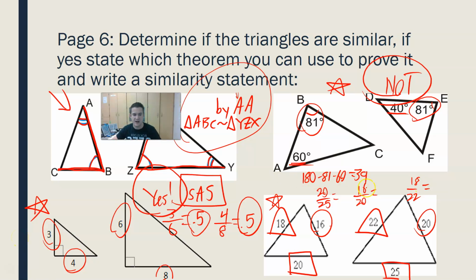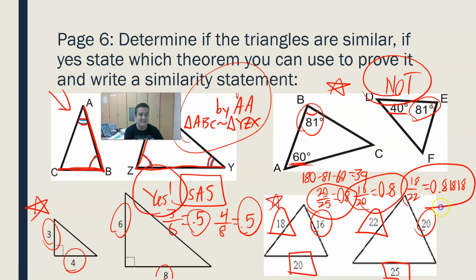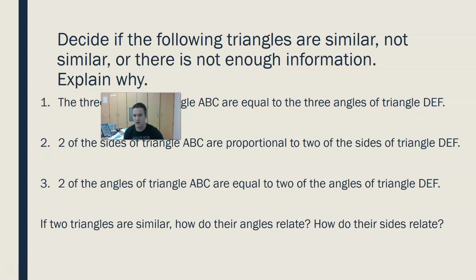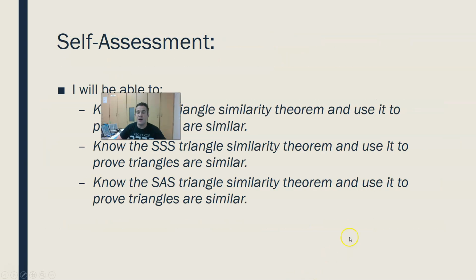20 divided by 25 is 0.8. 16 divided by 20 is 0.8. 18 divided by 22 is 0.81818. So look, those are close, but if these were similar, all of these numbers would have to be exactly the same, and this one is not. So are these two triangles similar? No, they're not. So I'm going to skip this part, but that's it.